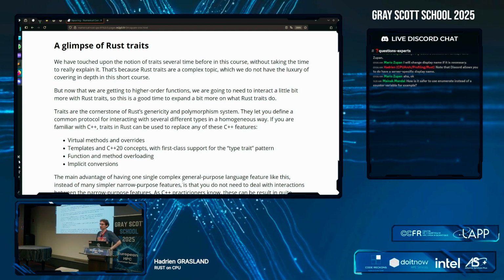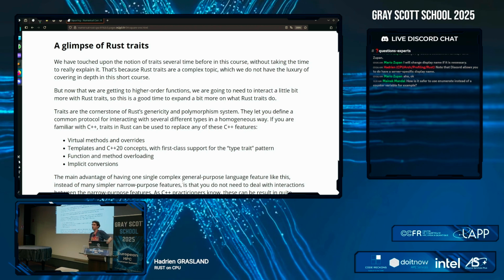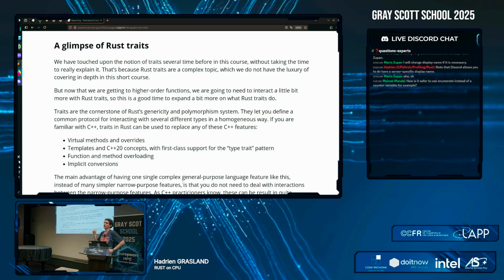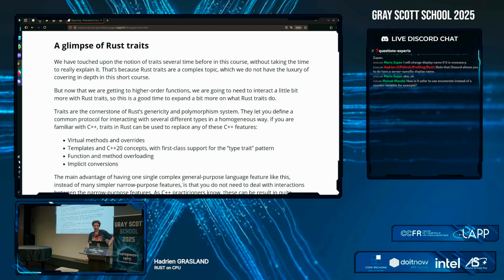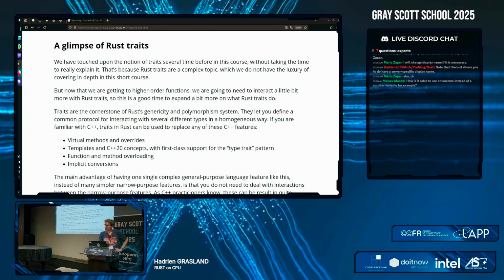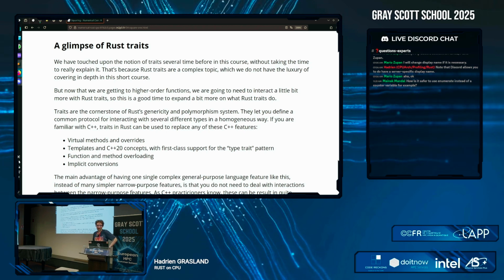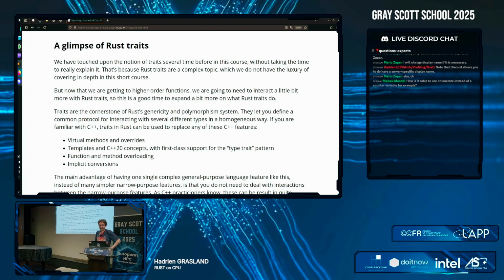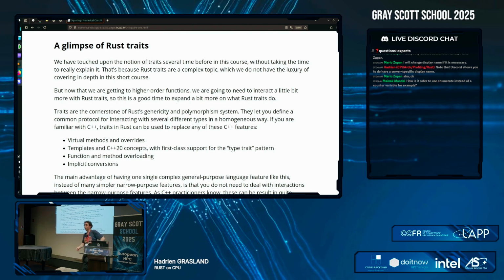You had virtual methods that you can override. You had templates. And then you had a bad copy of Rust traits called concepts. It came 5 years after, again, I mean, ISO committee discussions take time. You had function overloading and method overloading for objects. And you had also default parameters. And you had implicit conversions. And you say, oh, wow, so flexible.